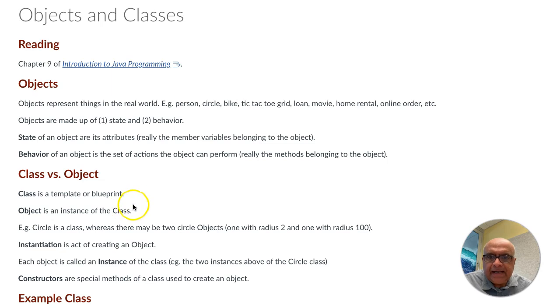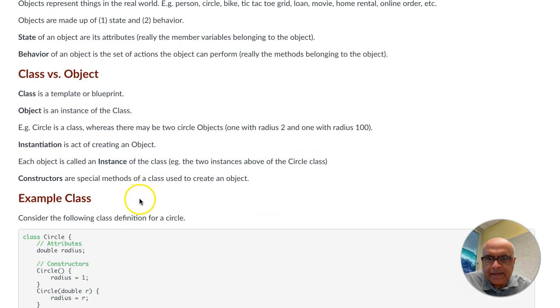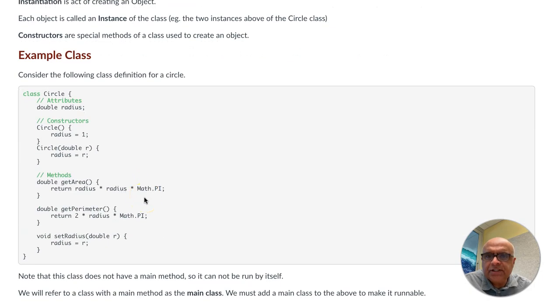So actually, let's look at a real example. I was speaking about a circle object, so this is what the definition of a circle class would look like. We're used to class definitions before. To write any Java program, you need to create a class definition. So let's look at what this class definition has.